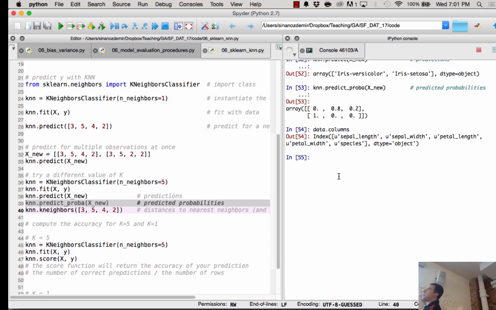It could have come out the following way. It could have been something like, for example, 40%, 40%, and 20%. If this were the case, it would just pick a random flower, versicolor, for example, or virginica, it doesn't matter. That's how it works. Any questions?